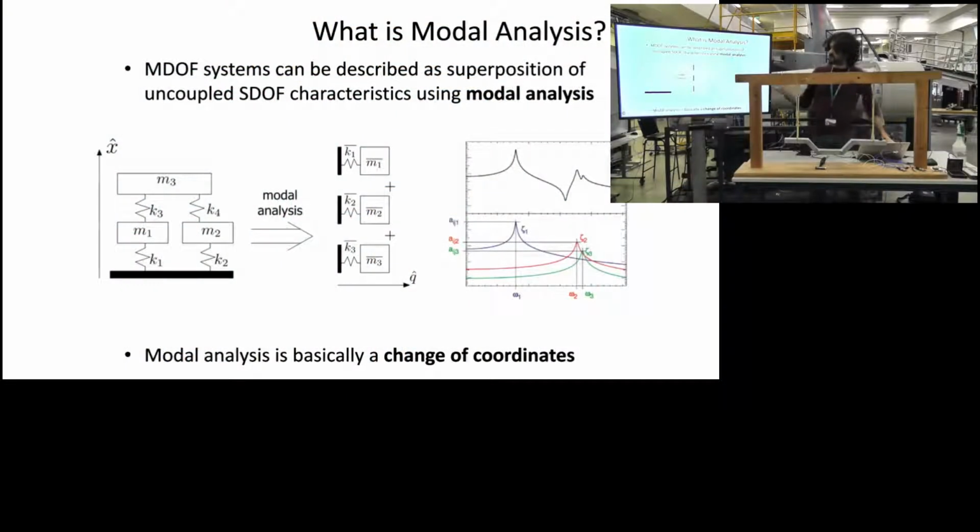What is modal analysis? We have a multi-degree of freedom system like this one on the left, and modal analysis is just a change of coordinates, a mathematical change of coordinates that lets you transform a connected system of masses and springs into individual systems of masses and springs in a different coordinate system that then can be summed up to give you a response model.